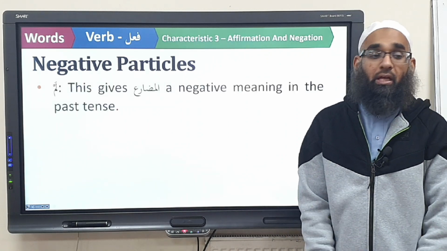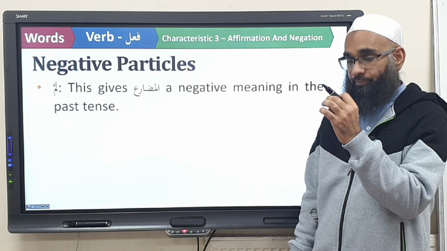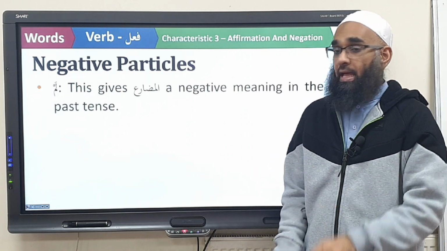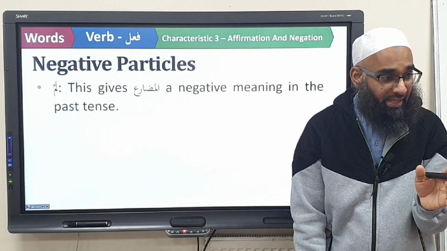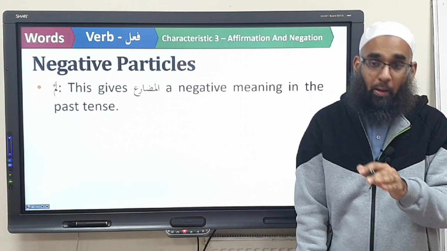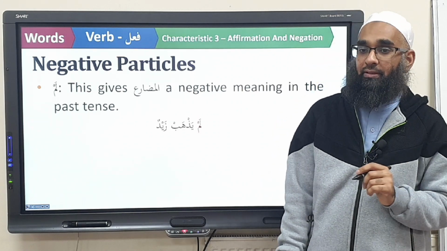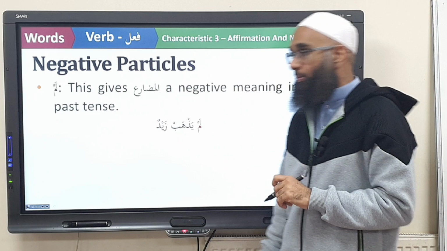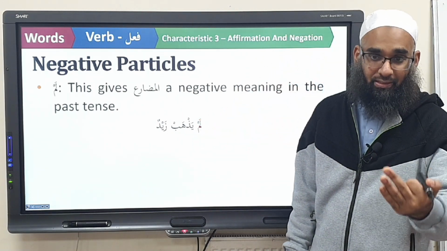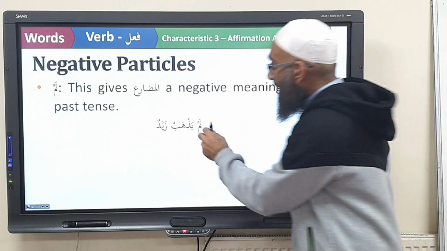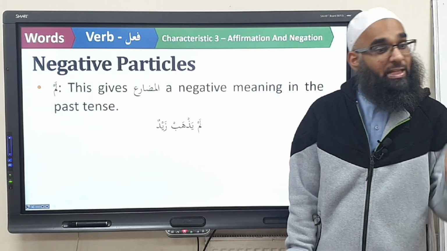Number 1, the particle lam. Which particle is this? Lam. What happens now? Lam is a bit funny. It makes the mudhari negative, but the tense is what? Madi. The tense is madi. So for example, yadhhab on its own means future or present, will go. But when you put lam, what does it mean now? Lam yadhhab? Did not go in the past.